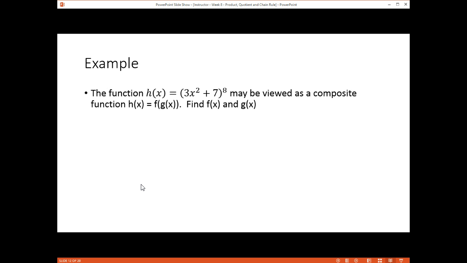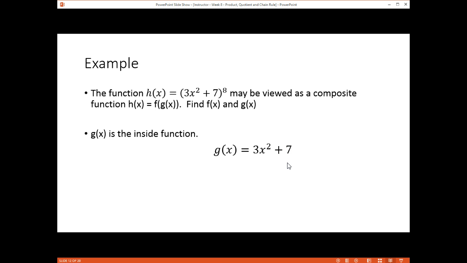Now let's work backwards, pulling things apart. Say I have the function h of x, which is 3x squared plus 7, all to the 8th power. This is a composite function, and we can view this as h of x equals f of g of x, and we want to find f of x and g of x. We can view this as a composite function because we should notice there's two distinct functions here. There's an inside function, g of x, and there's an outside function, f of x. g of x is naturally the inside function. When we look at h of x, the innermost piece is this polynomial 3x squared plus 7. So we'll say g of x is simply 3x squared plus 7.